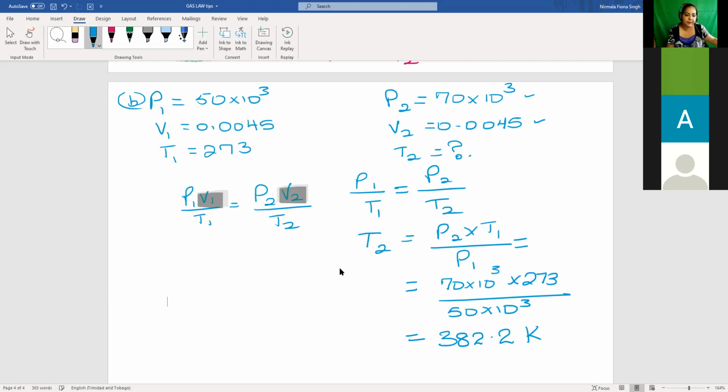And they asked us to find a new temperature. So my equation was P1 V1 over T1 is equal to P2 V2 over T2. And we said anytime a value remains constant, just take it out. You're going to end up with P1 over T1 is equal to P2 over T2. I want to solve for T2, so I make it the subject of the formula. I cross multiply and divide, so you're going to get P2 by T1 over P1. Plug in your values, and you're going to get 382.2 Kelvin. Let's try the last one on the screen.